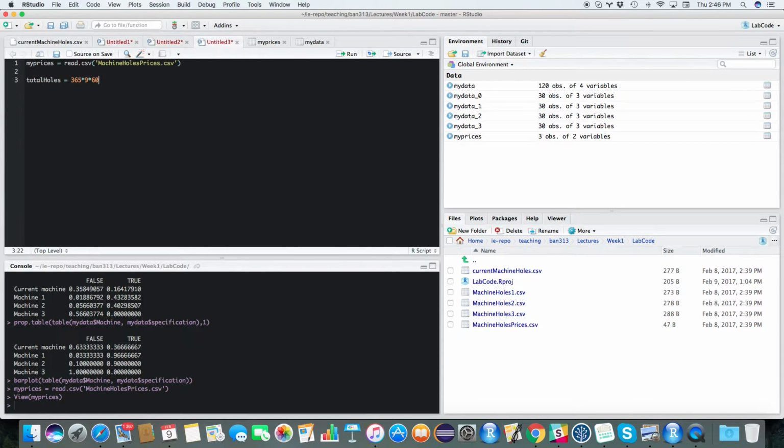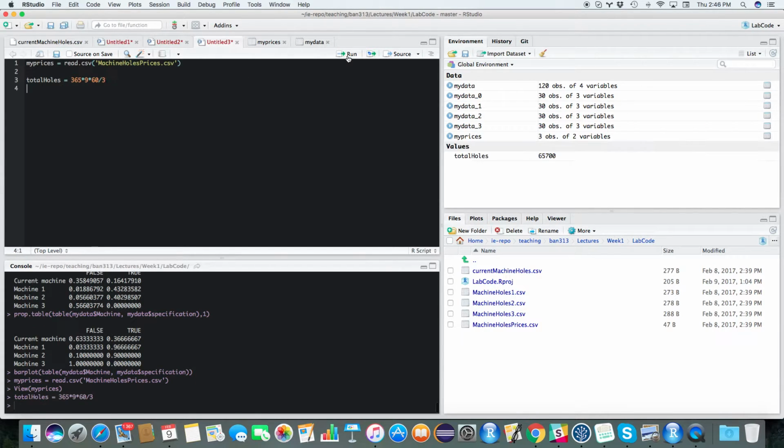So that's the total available time that this machine will operate, and it takes 3 minutes to drill a single hole. So our total holes that we will drill in a year is 365 days times 9 hours times 60 minutes per hour, divided by 3 minutes per hole. So this is the total number of holes that we have to drill. So total number of holes is 65,700.